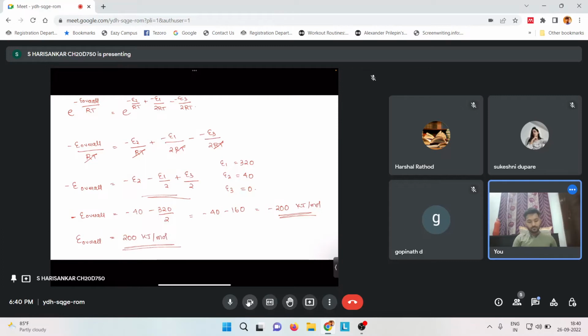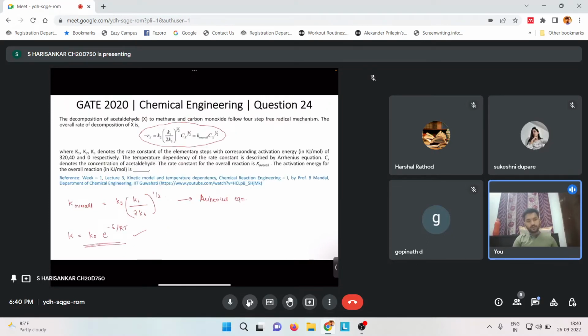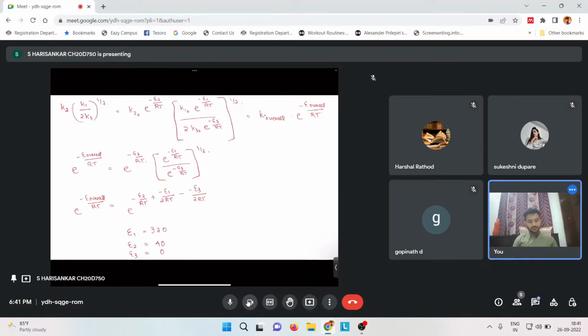So here what we did is we just took the overall rate constant, we equated the overall rate constants to its given K1, K2, K3 form. We expanded these rate constants K1, K2, K3 into the Arrhenius forms, and we equated the exponential terms of that expansion. And once we equated those exponential terms, it is easier to solve. We just had to do some mathematical operations to it, and finally we arrive at the value E overall as 200 kilojoule per mole.